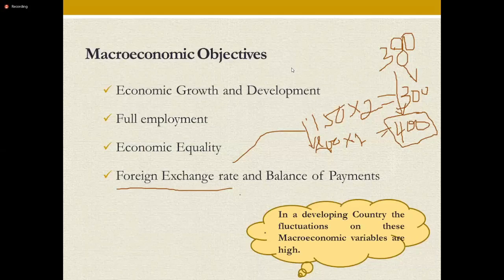You may be given the entire wording, like: as in a developing country, the fluctuation on the macroeconomic variables is high. Do you agree? Critically evaluate. Likewise, try to identify and get the correct meaning.